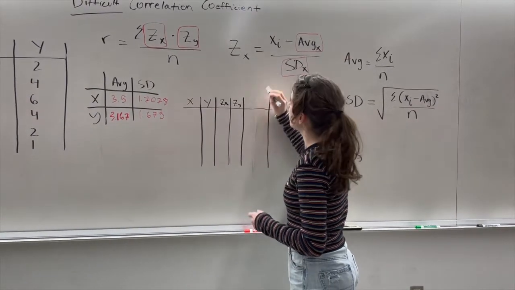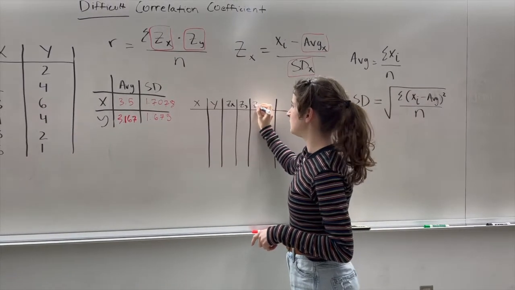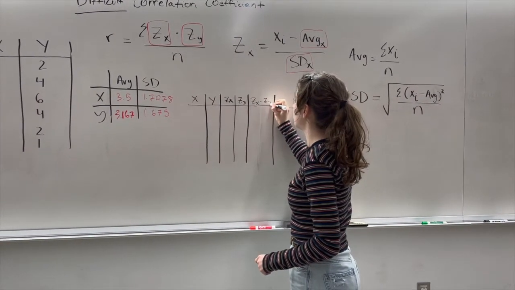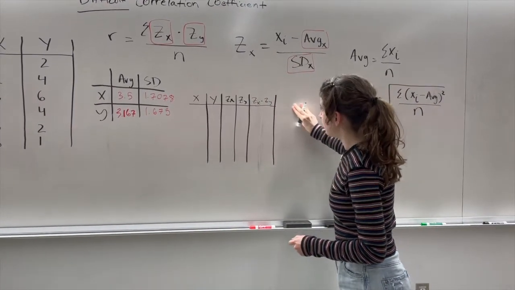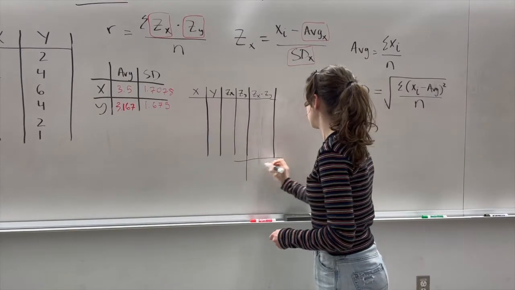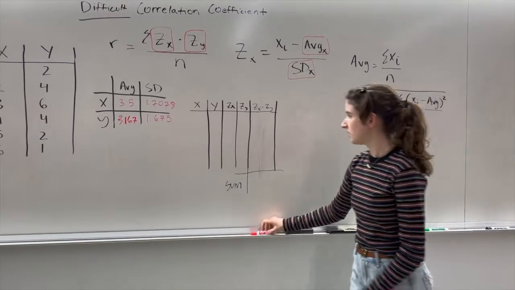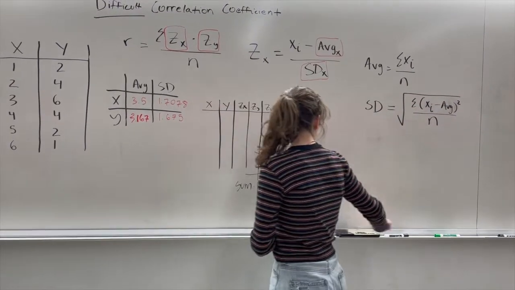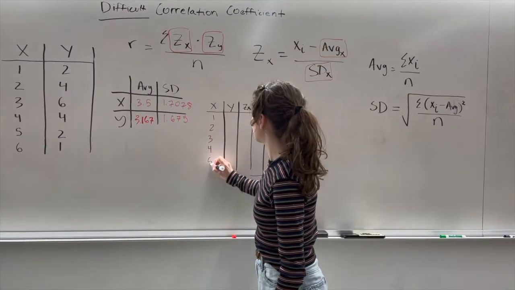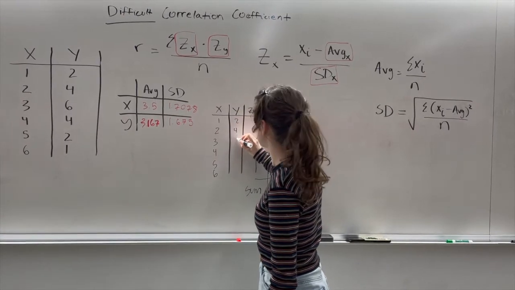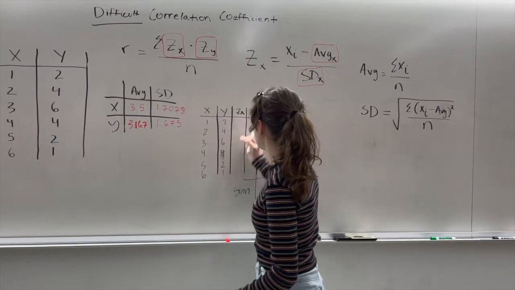You have a column 4, and because you're multiplying the z-scores together for all these pairs and then adding them up, I usually do a column for zx times zy, so you just multiply it across to get this. And then at the end, I just sum up this column. So, we already know our x and y. 1, 2, 3, 4, 5, 6. And now we're going to calculate these.